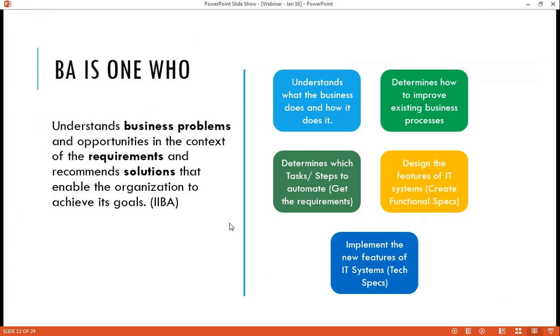Now, what does a BA do? A BA is the one who understands business problems and opportunities in the context of requirements and recommends solutions that enable the organization to achieve its goals. And that's the definition we have from IIBA.